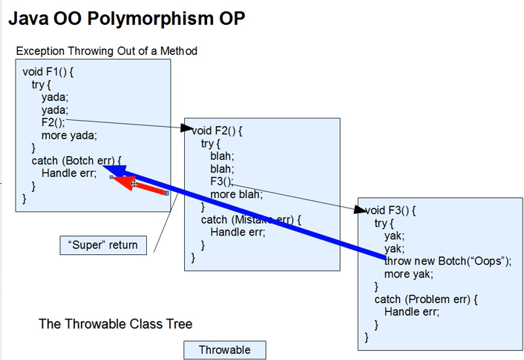And be sure you understand, neither the more yak code in f3, nor the more blah code in f2, nor the more yada code in f1 will be executed. That throw statement is a grand jump all the way back out of the call sequence straight to the nearest available catch block. So exceptions within a try block may arise not only from immediate throw statements in the try block, but from any method directly or indirectly called from the try block.